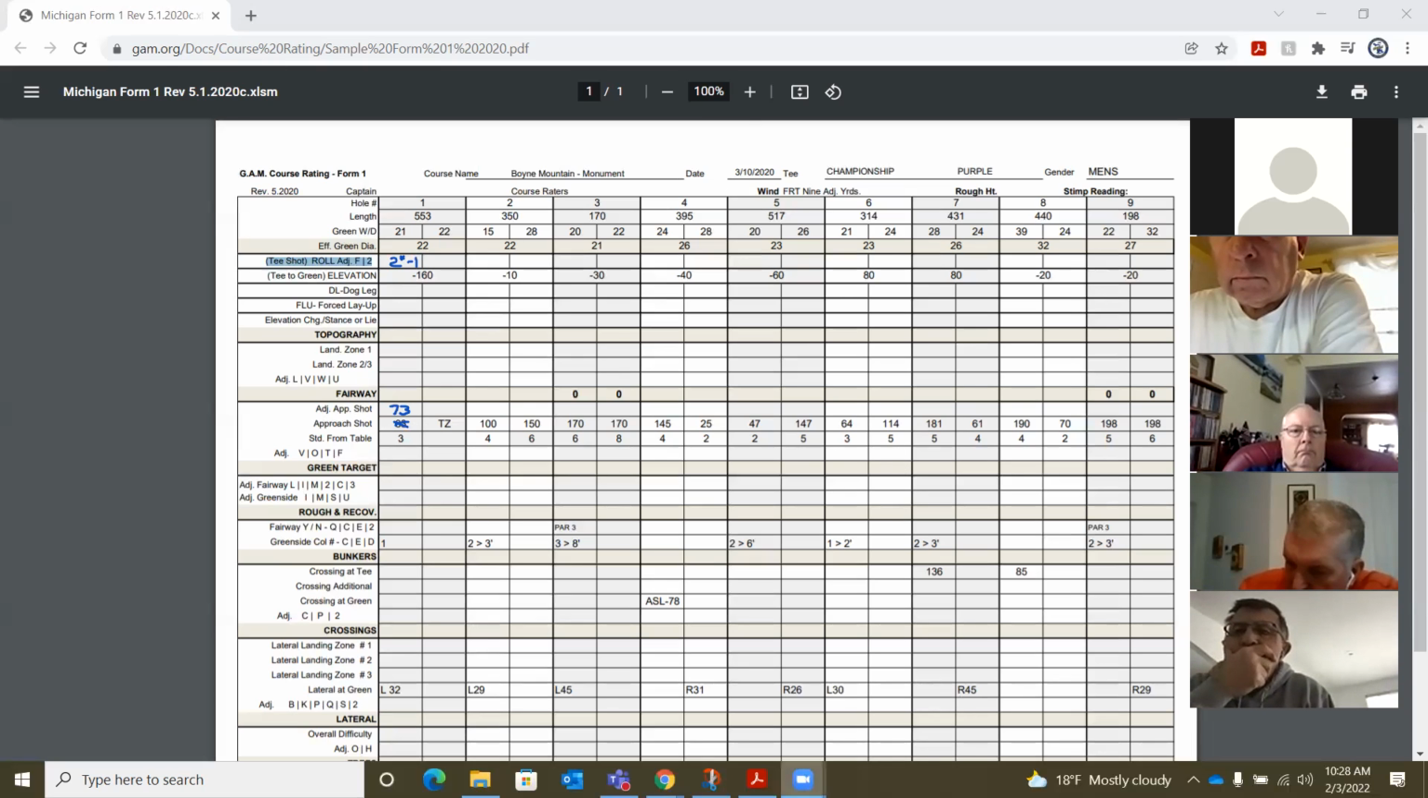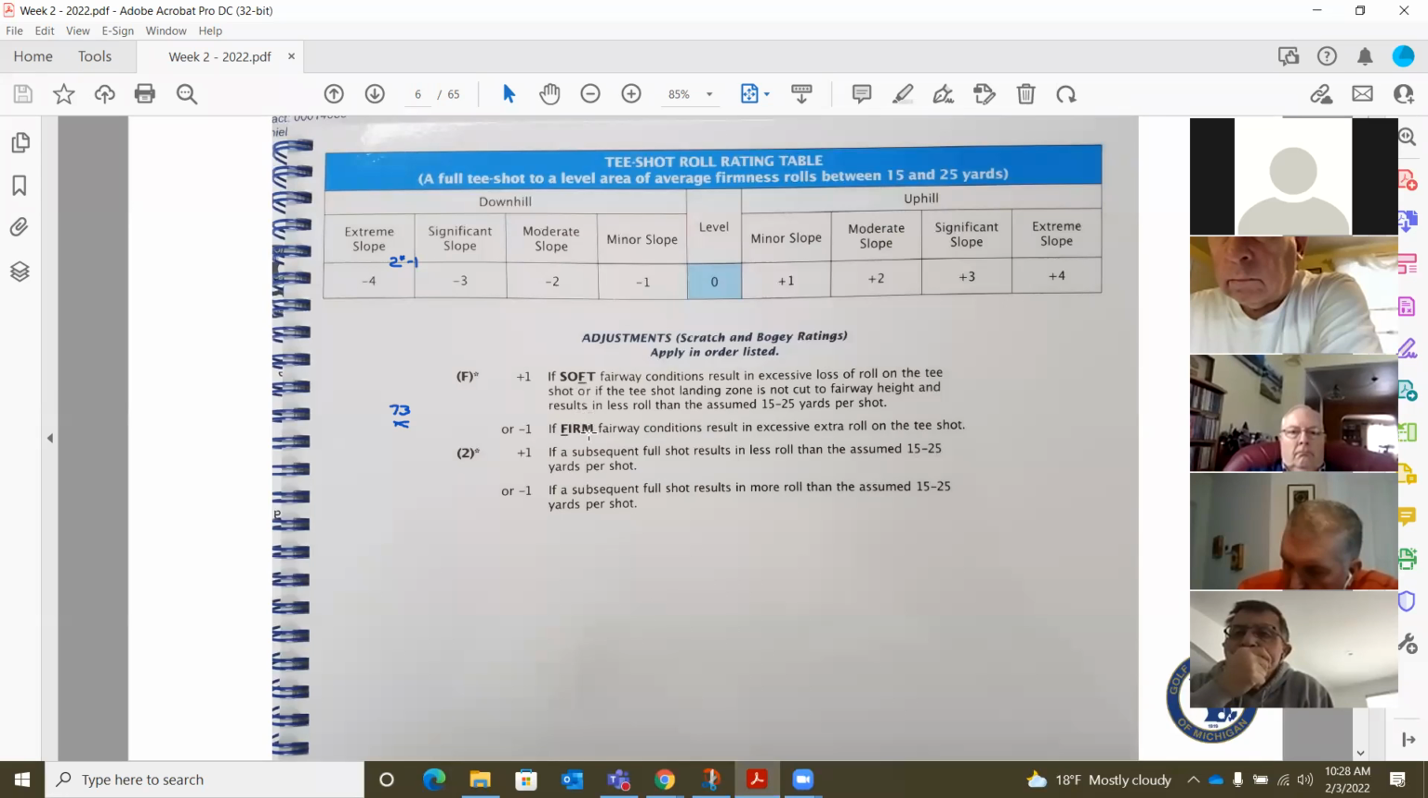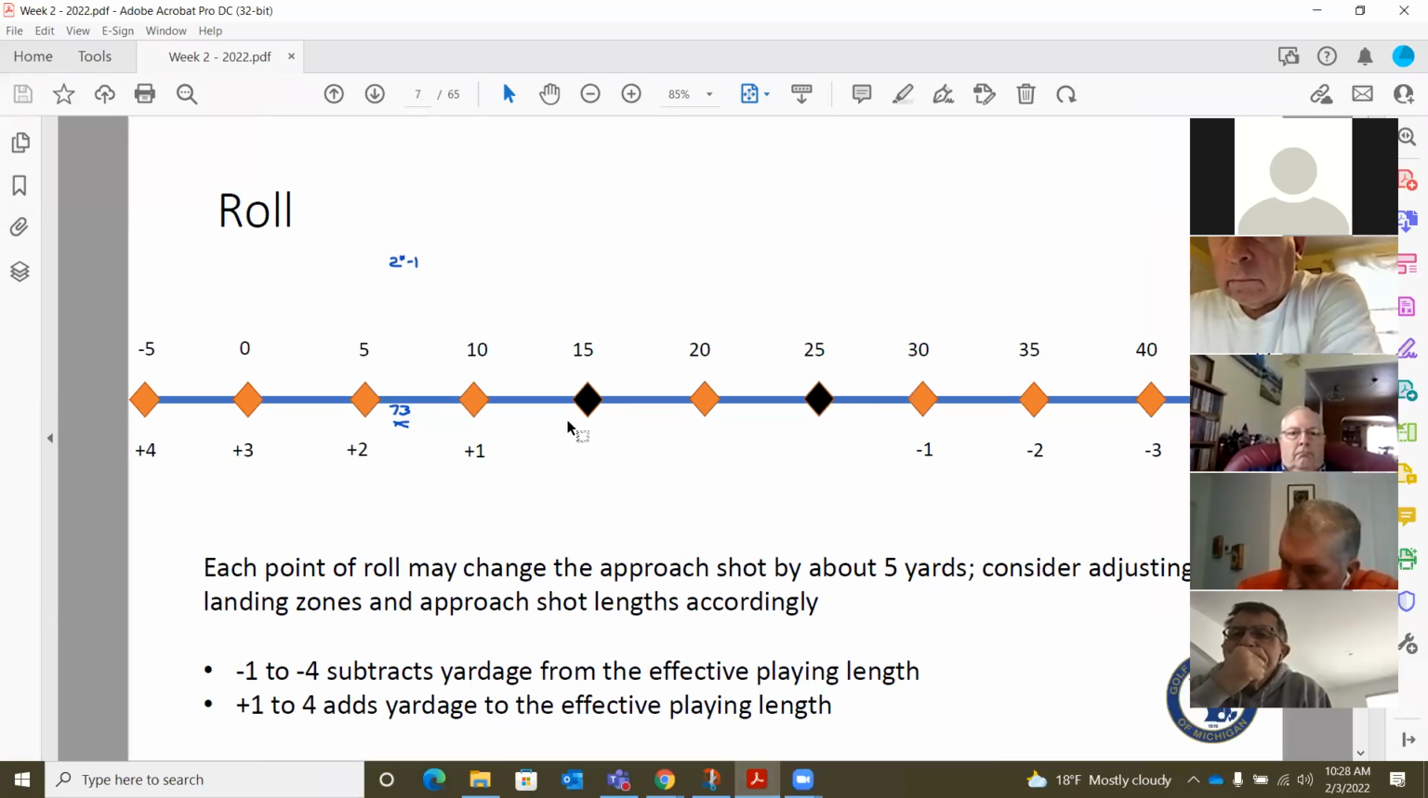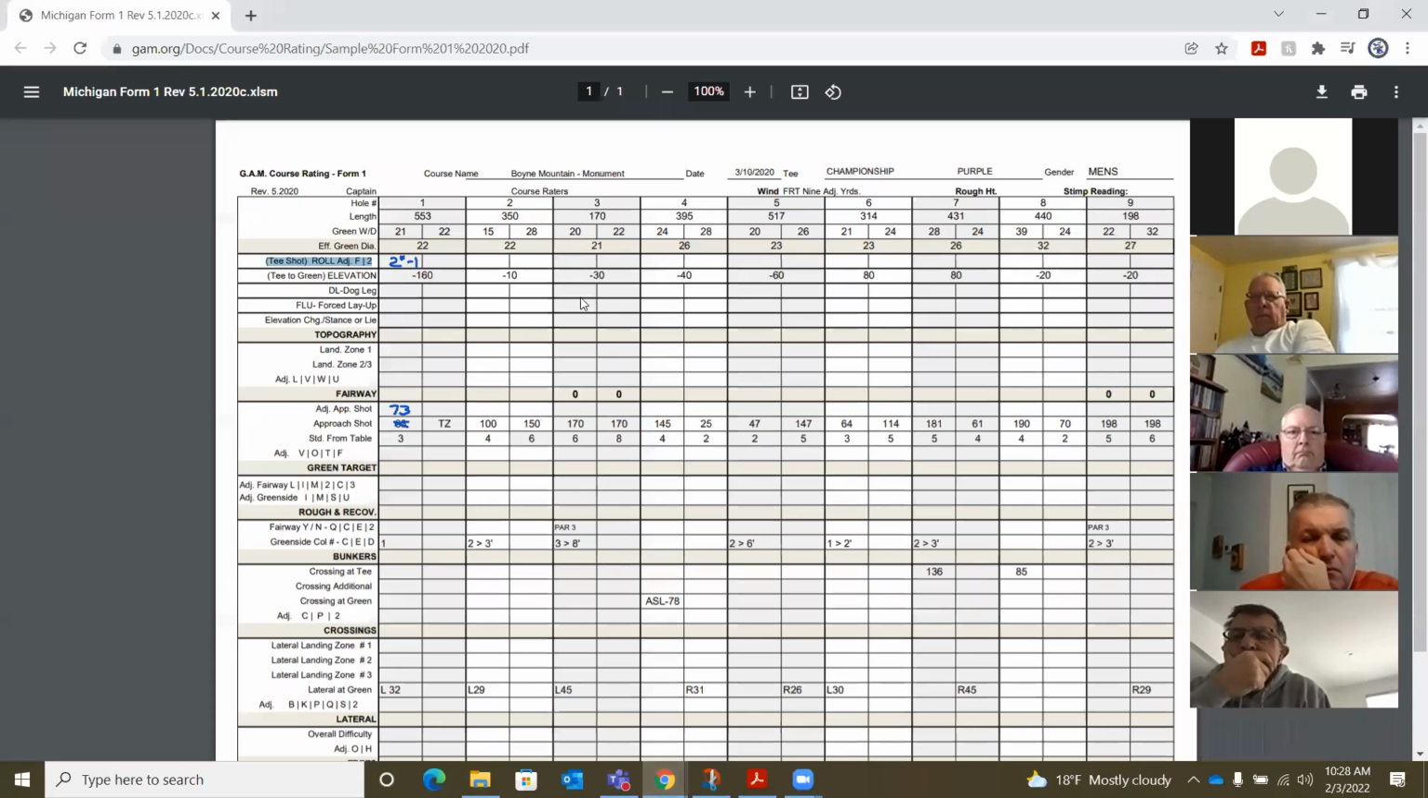So if we look at this chart here, even though we say that the ball went 10 yards more, we're not using a -2 because it is a subsequent shot and not the tee shot. If we had the same 10 yards on the tee shot, this would be a -2 here instead of a -1. But because it was a subsequent shot, we have this 2 adjustment.